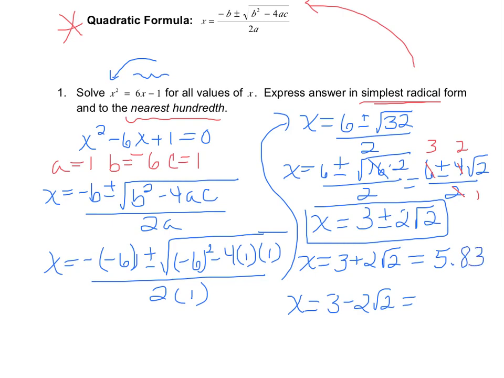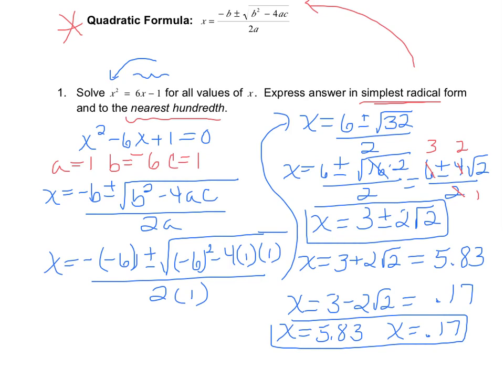5.83. And then we're going to go 3 minus 2 radical 2, enter on the calculator, and end up with 0.17. So my answers to the nearest hundredth for x will be x equals 5.83 and x equals 0.17. So we solved the equation in simplest radical form and also to the nearest hundredth. That truly wasn't that bad. So let's do another one.